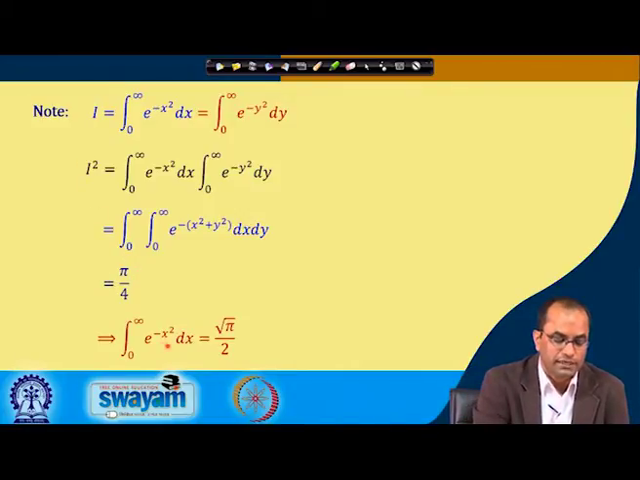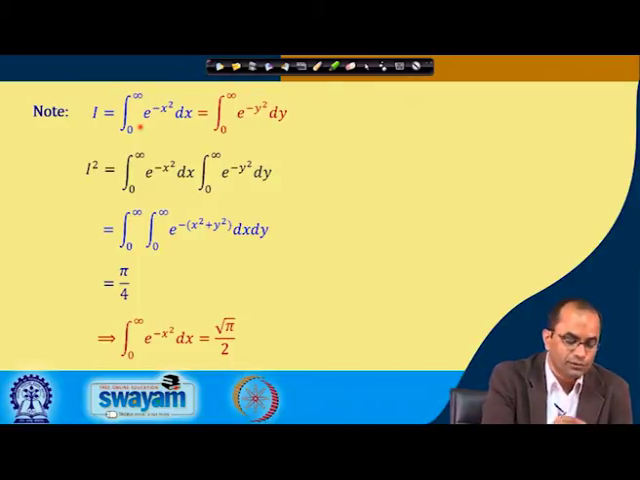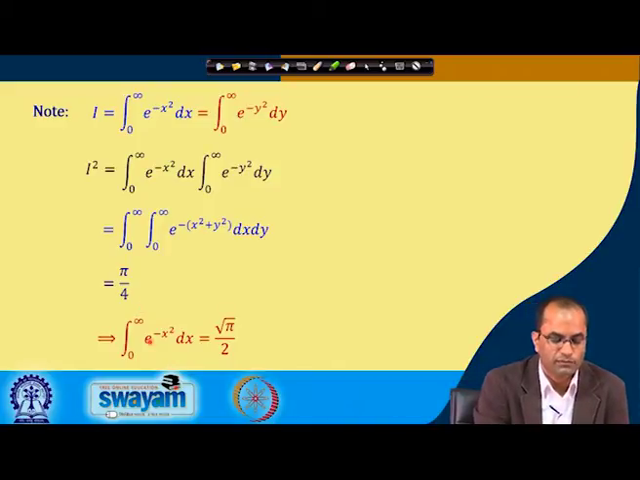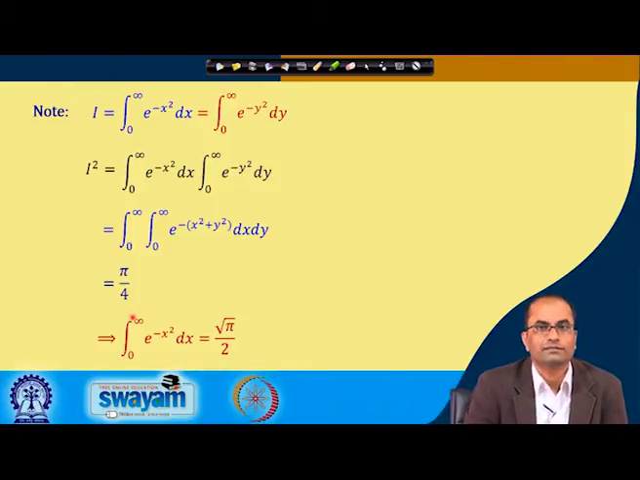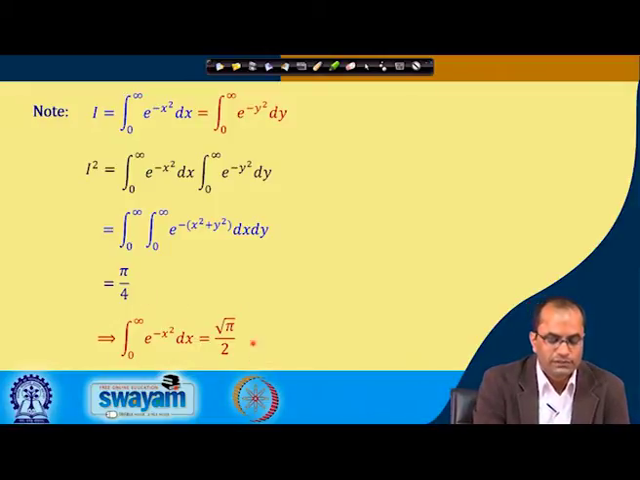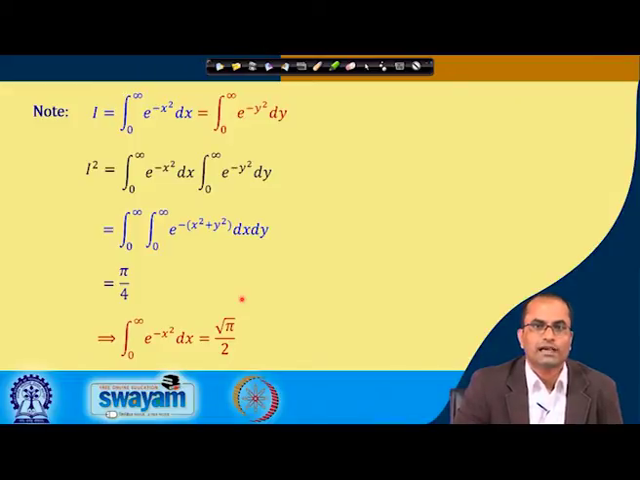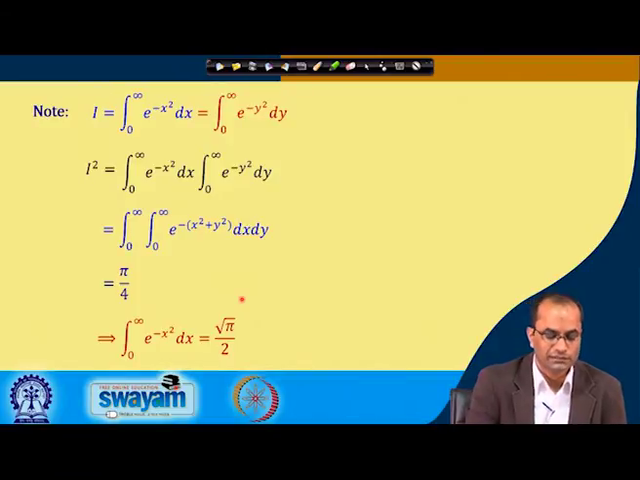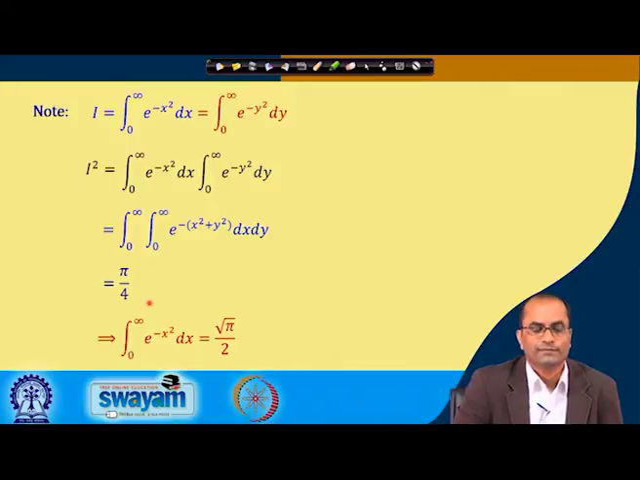So, we can get this I, the value of this integral, which we have used several times, or will be using several times: 0 to infinity e power minus x square dx is square root pi by 2, or when we take from minus infinity to plus infinity, the value comes to be square root pi. So, that is another important integral which we can compute in a very simple form with the help of double integrals, and in particular with the help of the polar form of the double integrals.